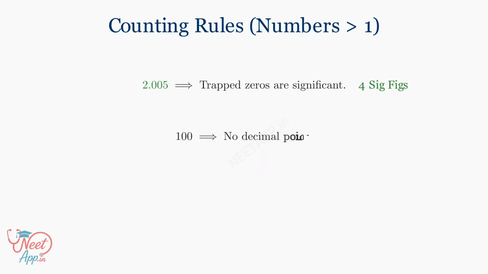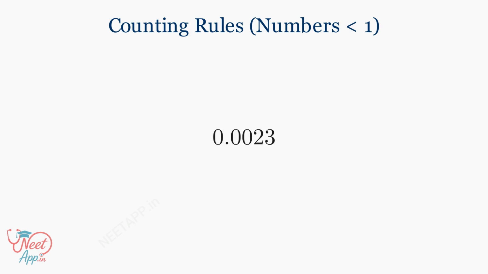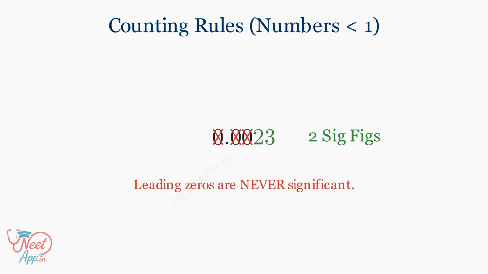For a number greater than 1 with no decimal point, the trailing zeros are strictly not significant. 100 has only one significant figure. But the moment you add a decimal point, those trailing zeros become significant because they indicate the precision of the instrument. 100.0 has 4 sig figs. For numbers less than 1, zeros preceding the first non-zero digit are never significant. They just hold the decimal place. In 0.0023, those first 3 zeros are useless for counting.